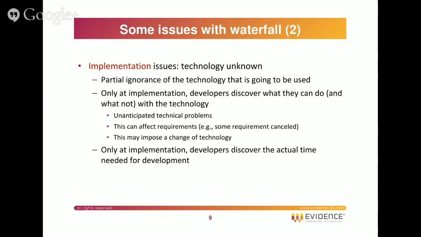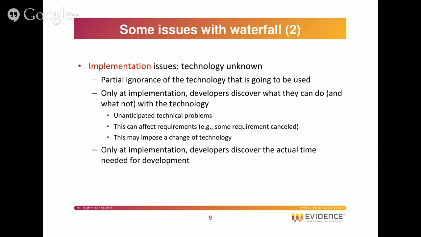Technology unknown, partial ignorance of the technology that is going to be used. Only during implementation do the developers discover what they can and cannot do with that technology. For example, in an embedded system, unless you have your board, you don't know if it is powerful enough for what you have to do. Or unless you have your library and you can play with it, it's not easy to understand if that's the library you need for implementing your own thing. So, unanticipated technical problems, and this affects requirements and may impose a change of technology.